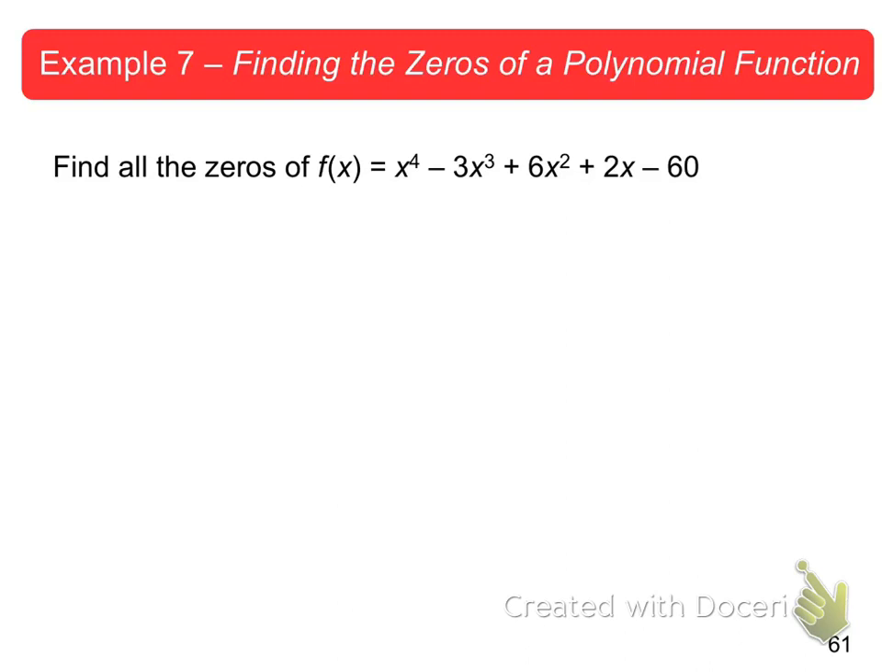You're not allowed to use a graphing calculator, so if you were given a situation like this, I'm going to tell you the first zero. So I'm going to say, find all the zeros of this. The first one is 3. So I want you right now to do synthetic division for 3. 3 does work.